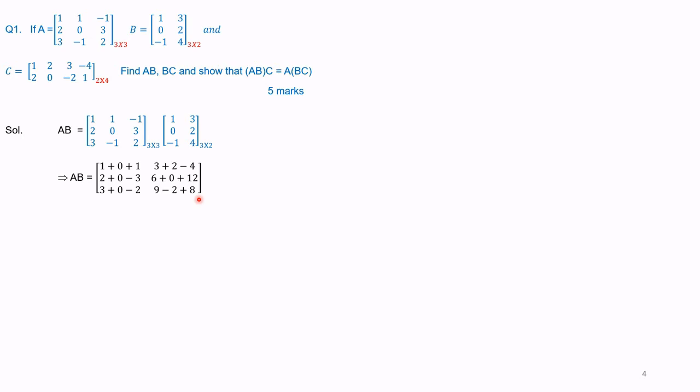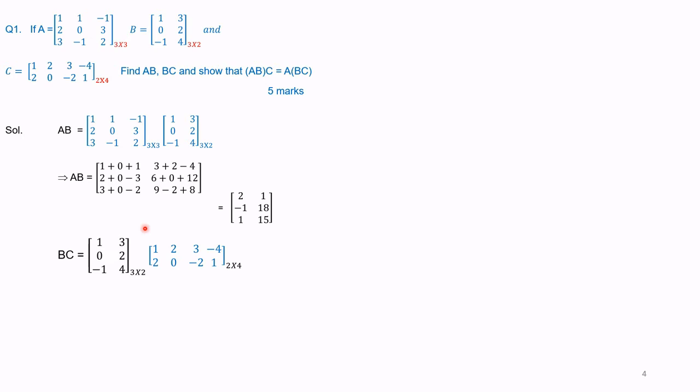That is, first row first column, first row second column, second row first column, second row second column, third row first column, third row second column. Thus we have done it. AB we have simplified as 2, 1, minus 1, 18, 1, 15. The next is BC. We have to find out BC in a similar way.